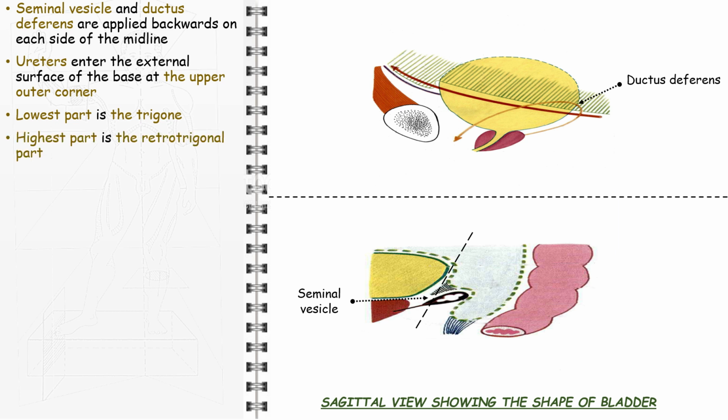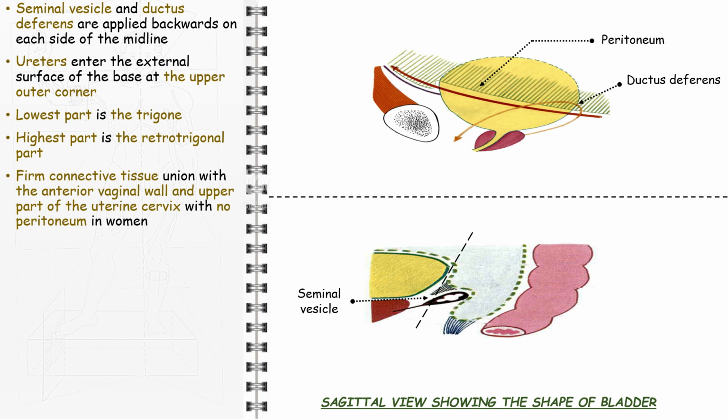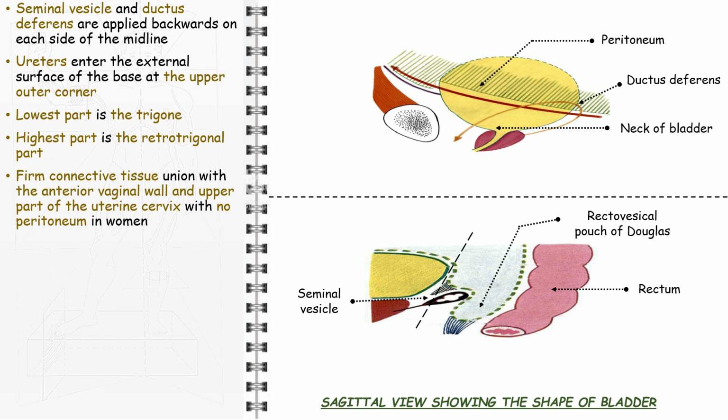In women, a firm connective tissue unites the base to the anterior vaginal wall and upper part of the uterine cervix with no peritoneum, the vesicouterine ligaments. In men, it is united by the rectovesical ligament and muscle that extend from the retrovesical fascia to the rectum and sacrum, laterally limiting the rectovesical pouch of Douglas.